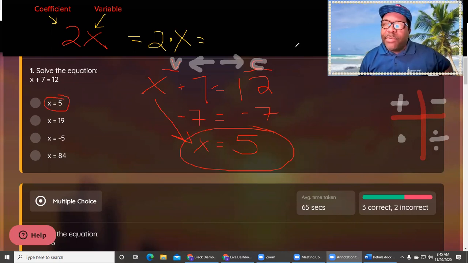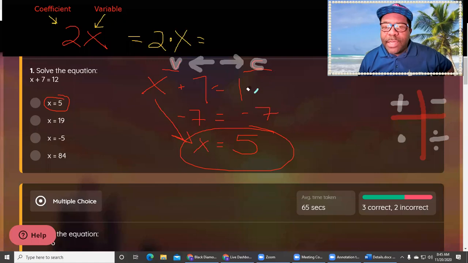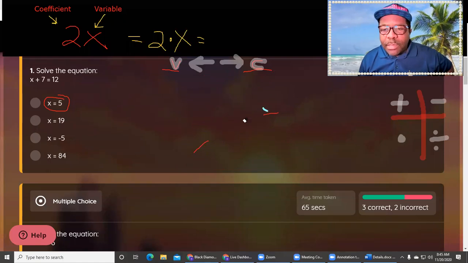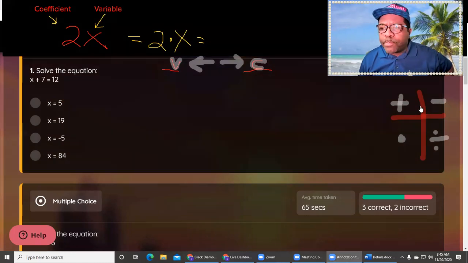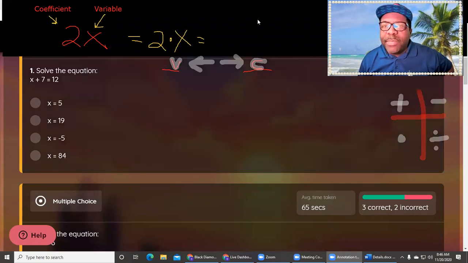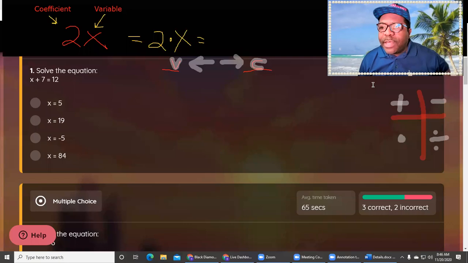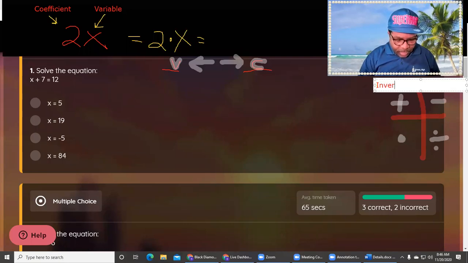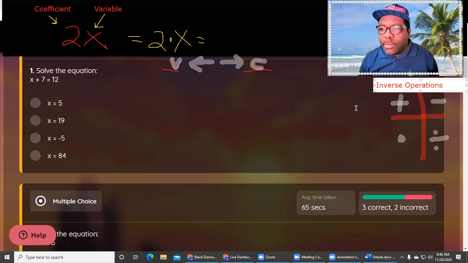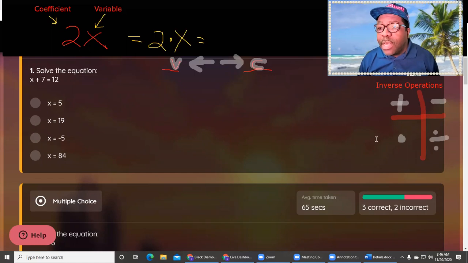All right. So you see how we worked that out? Hopefully you saw how we worked that out. And we're going to hold on to the inverse operations here. As a matter of fact, let me title that. I'm going to title that inverse operations. Okay, so those are inverse operations. Plus, addition is an operation.